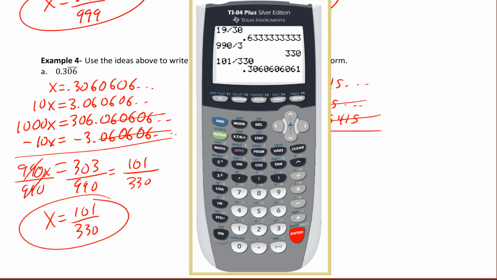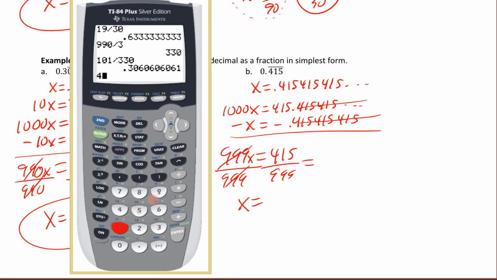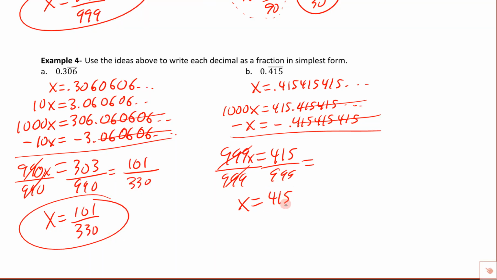And let's see, 415. I believe 9 will go in there. Let's check and see. 415 divided by 9. Whoops, 415 divided by 9. Nope, but 3 goes in there. 415 divided by 3. I got to get that right. We'll check this on the calculator. We'll see if 3 goes in there. 415 divided by 3. Nope. Doesn't go in there. So this is going to be 415 over 999. And we're going to circle that.